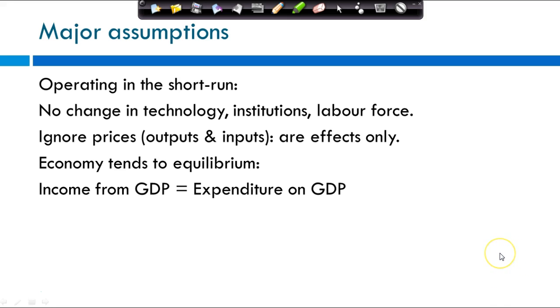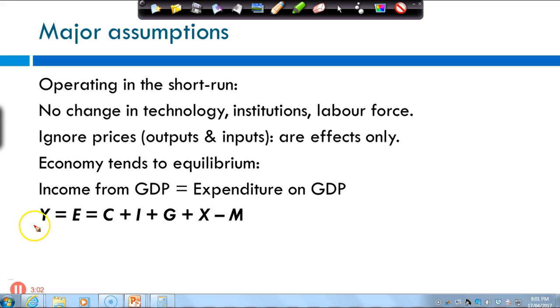Remember, GDP here is referring to new production. It's not referring to the buying and selling of second-hand goods. Okay, so expenditure on GDP. We can just express that in some symbols. Here we've got Y, income from GDP. If this goes up, it's indicating that more production occurred and therefore more income was generated. And E is standing for total expenditure on goods and services in the economy.